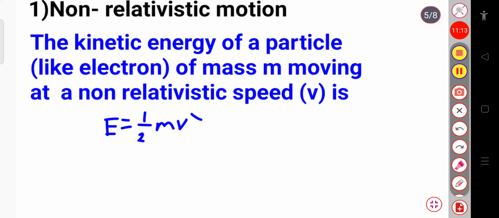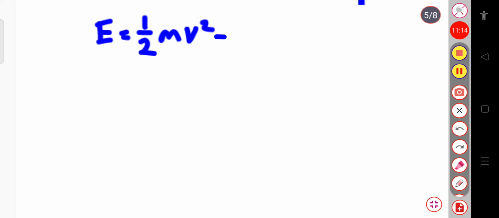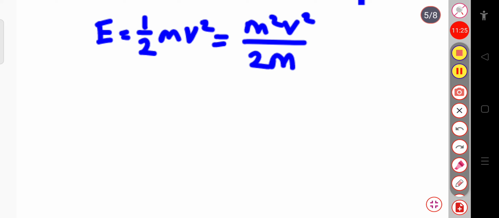And also if I multiply m in the denominator and the numerator, this will be m square v square divided by 2m. I have just multiplied 1m in the numerator and denominator. So this will be equal to m square v square, p equal to mv, linear momentum. So this will be p square divided by 2m. So the energy will be equal to p square by 2m.